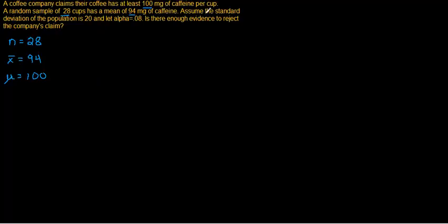Okay, so what else do they give us? They also give us a standard deviation. The symbol for standard deviation, for population standard deviation, is sigma. So we're going to assume sigma is 20, and alpha is 0.08. And I want to talk a little bit about what that alpha means and how it's going to play a role into our calculations.